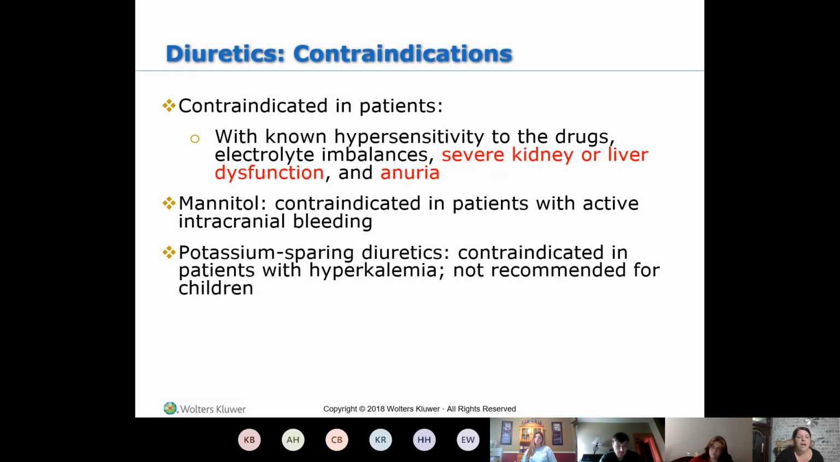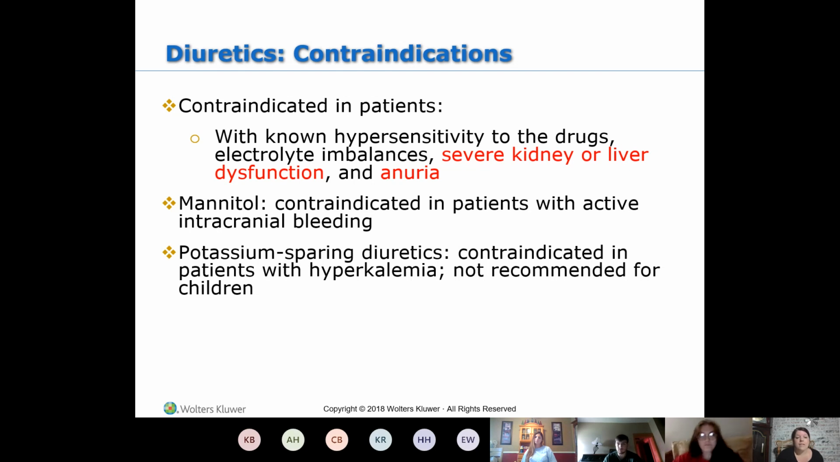So as far as kidney, if they have severe kidney or liver dysfunction, they're not going to be on these medications. And if they're not urinating at all, anuria, then diuretics aren't going to make them urinate. They're not going to suddenly make them urinate again.